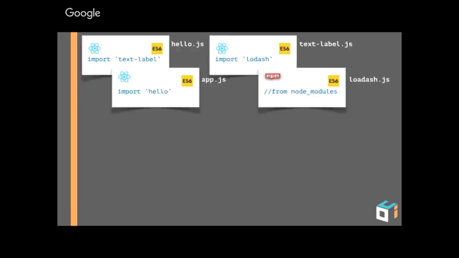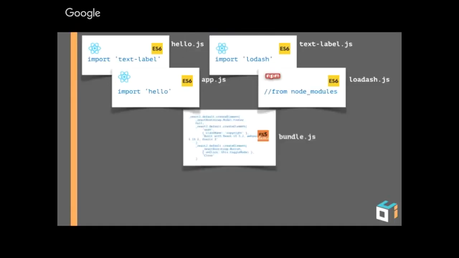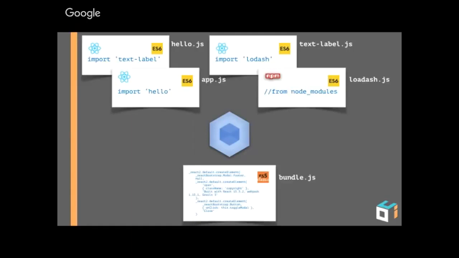So here we got a bunch of ES6. We got React, we got some stuff from NPM. Run it all through Webpack, and we get a plain bundle.js, which can be loaded on the browser and is all ready to go.